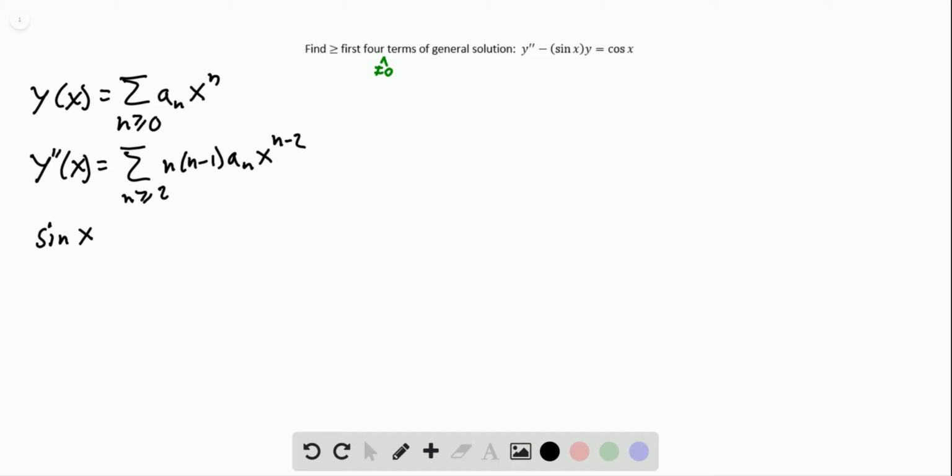And now for sine of x, we're only going to care about the x term and leave the rest behind. And for cosine of x, we're only going to care about 1 minus 1/2 x squared and leave the rest behind.